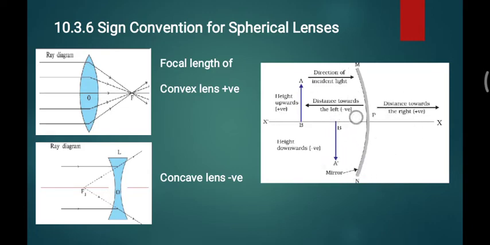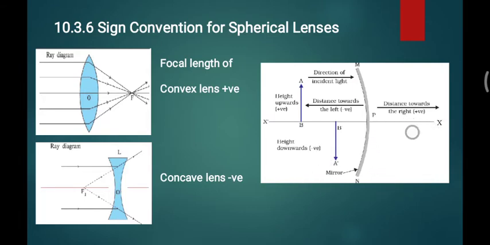I'm putting the same image so you can compare. There is no change at all, because ultimately it is a Cartesian sign quadrant. It is just like the optical center is the y-axis, and the principal axis is the x-axis. This is your first quadrant, this is the second quadrant, this is the third quadrant, and this is the fourth quadrant.